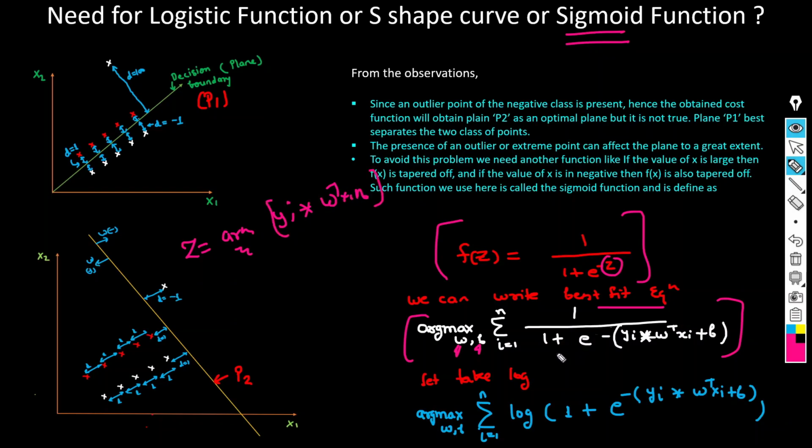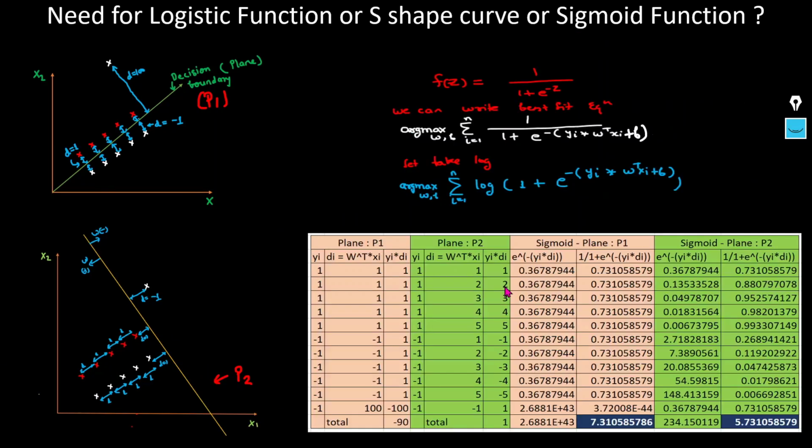So we can say the final equation would be like this, or if we take the log, then the equation would be like this: log 1 plus e to the power minus yi multiplied by w transpose xi plus b. This would be your final equation in the form of log. If again you calculate the output of this equation, then you will be able to classify both the classes correctly. Let's see how we can do that.